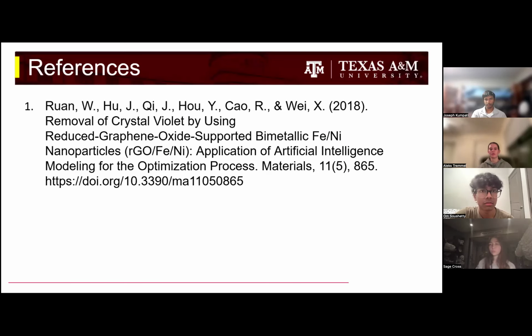Awesome. So here are credits and references. We used just one document, which is the removal of crystal violet using reduced graphene oxide supported by bimetallic iron and nickel nanoparticles. And we got it through Citation Machine just to make the citation, and additionally through the website.